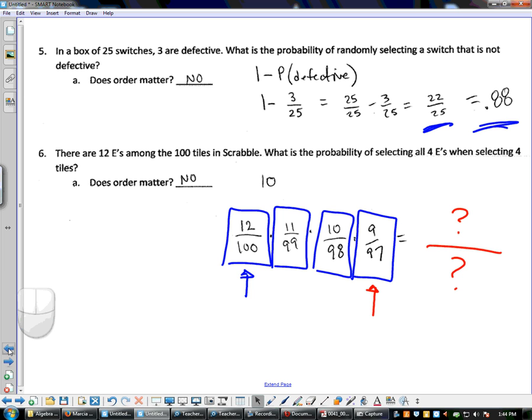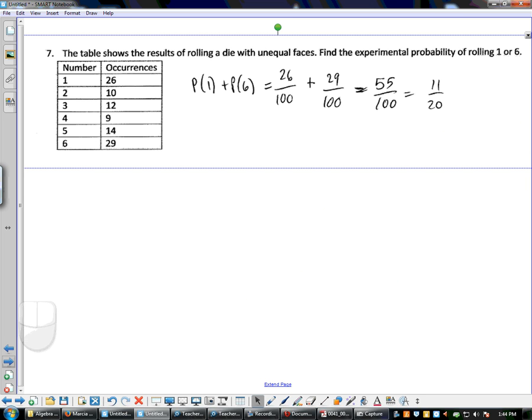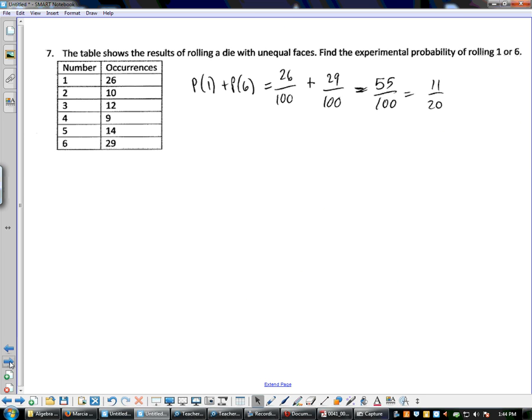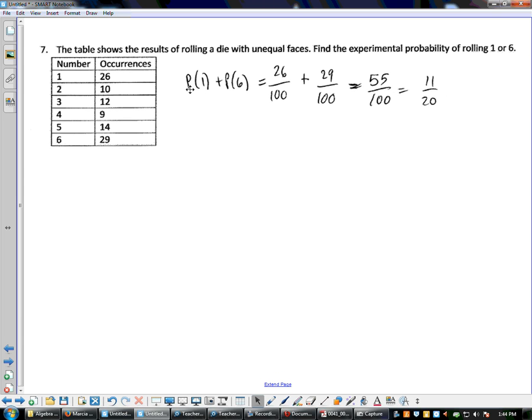All right, for number 7, it says the table shows the results of rolling a die with unequal faces. Find the experimental probability of rolling a 1 or a 6. The probability of rolling a 1 or a 6 would be equal to the probability of drawing a 1 plus the probability of drawing a 6. So the probability of drawing a 1 is 26 out of these 100 numbers. I added them up, it's 100. And then the probability of rolling a 6 is going to be 29 out of 100.